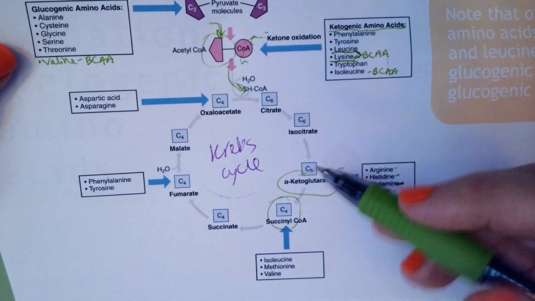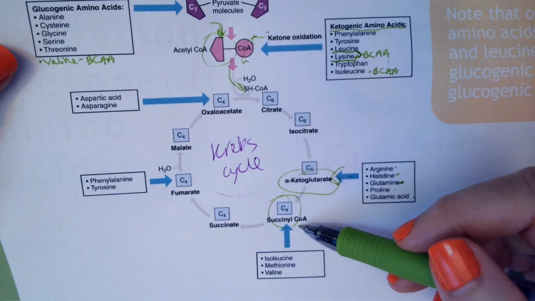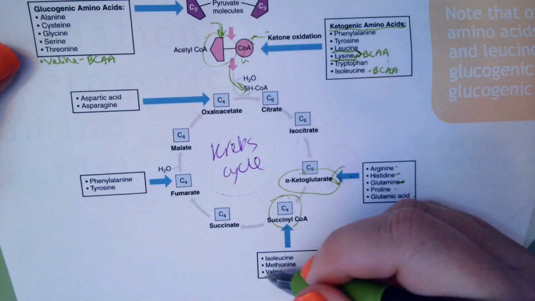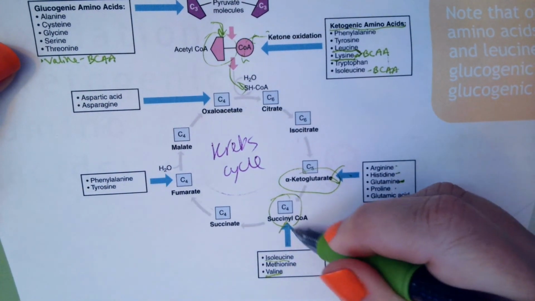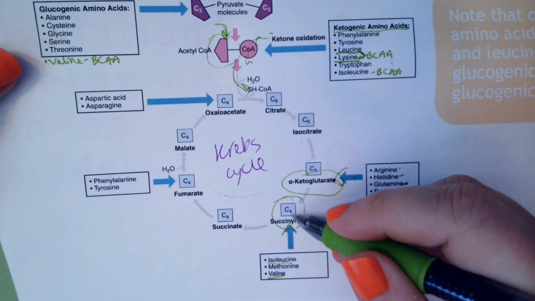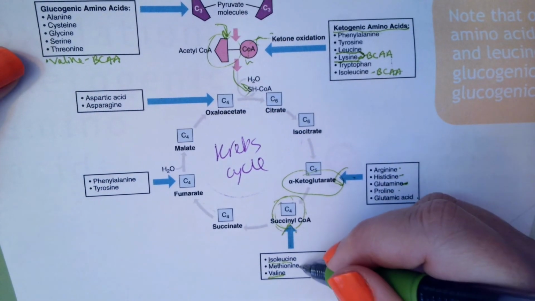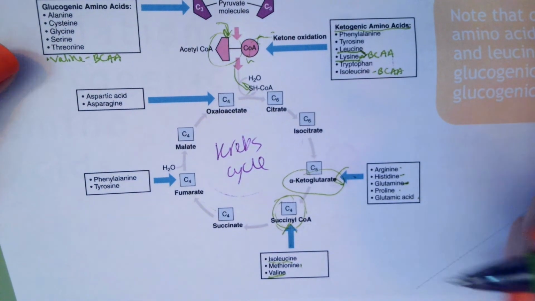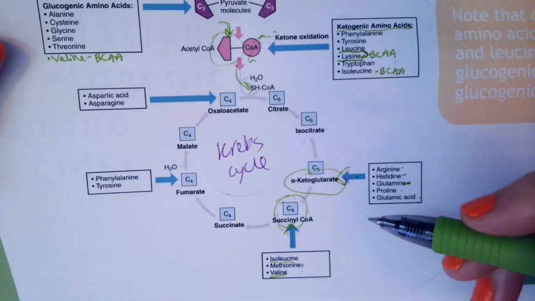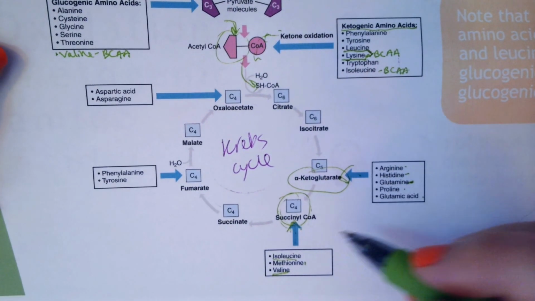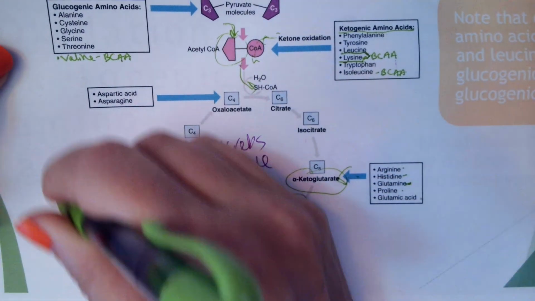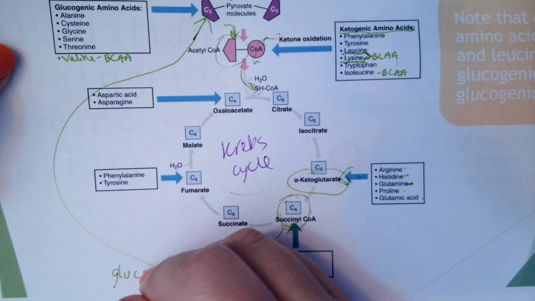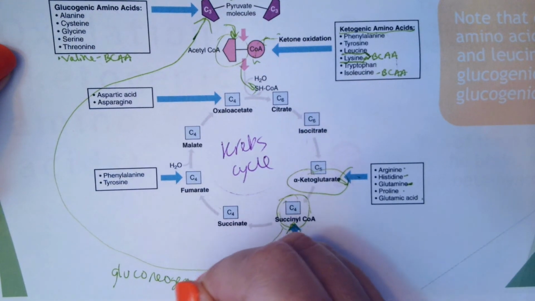Succinyl CoA. So we know from our previous slide that isoleucine was one and valine was another that went into succinyl CoA. So here it is in the Krebs cycle. Methionine is also one of those that we have not seen before that enters in at succinyl CoA. But we can go right from succinyl CoA to pyruvate for gluconeogenesis.